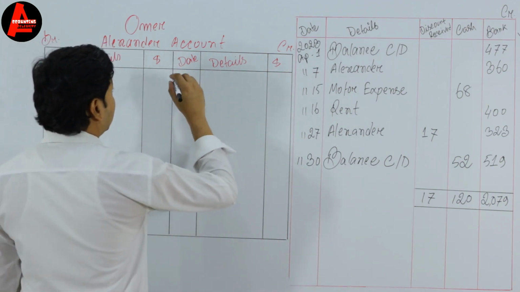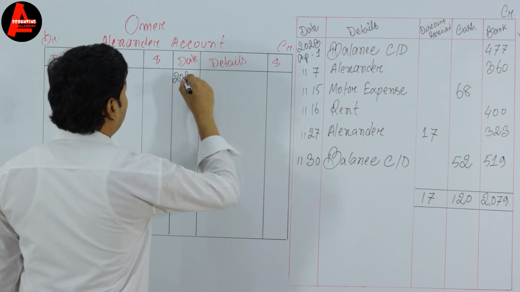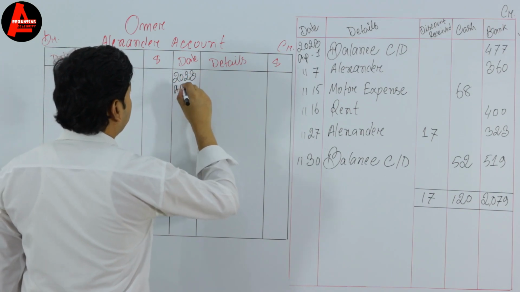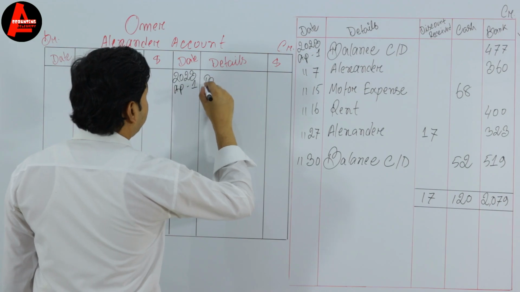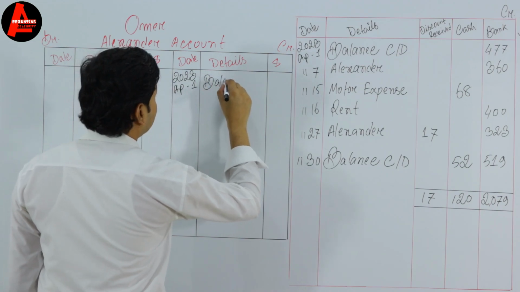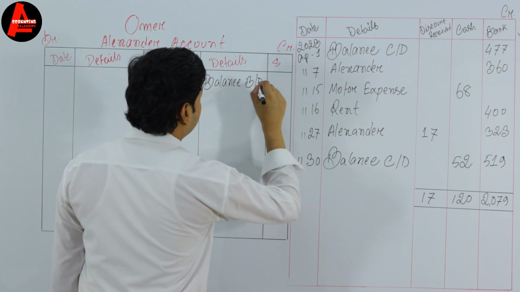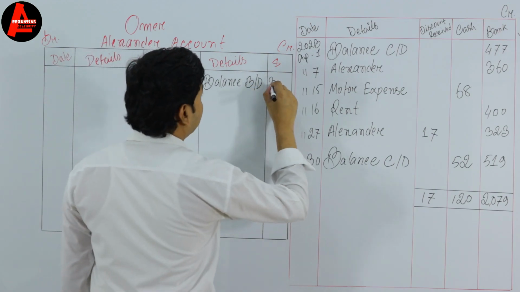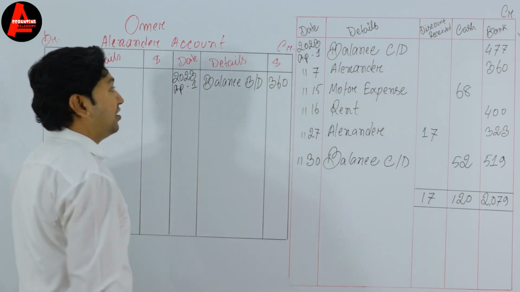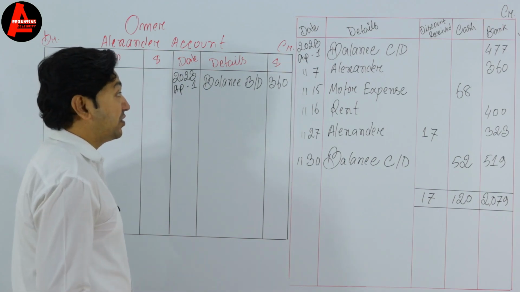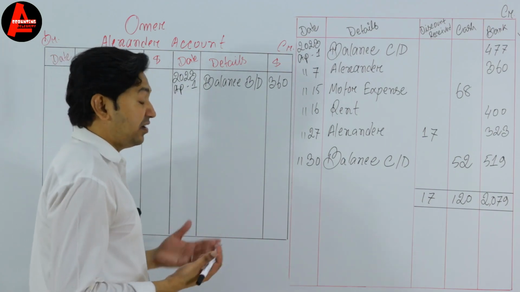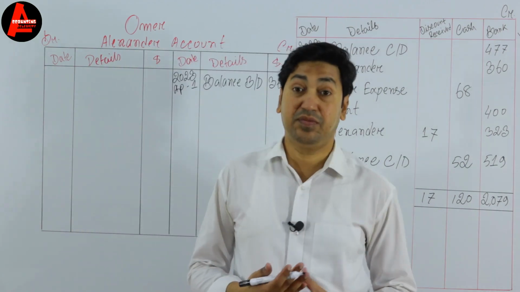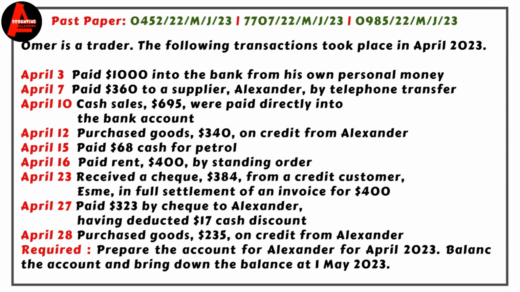For the business. So we will write here the date 2023, April 1st. The opening balance will appear as balance b/d. b/d stands for brought down. In the question we have here $360. If it is a new business, there will be no opening balance, but in this question you have an opening balance, so you must write it. Then in the question we have a transaction: April 7, paid $360 to supplier Alexander by telephone transfer.